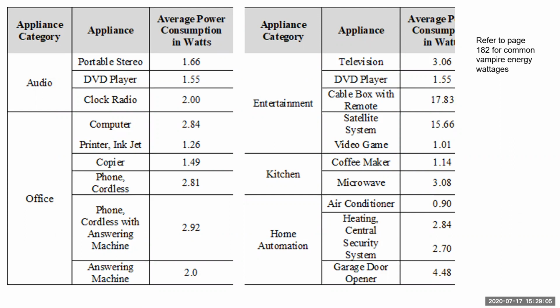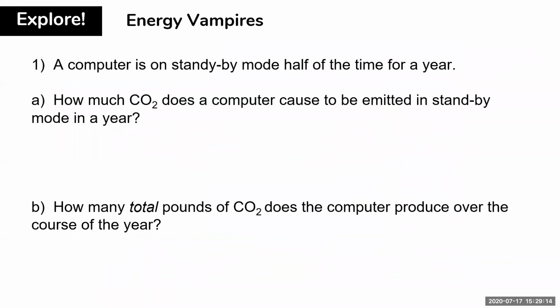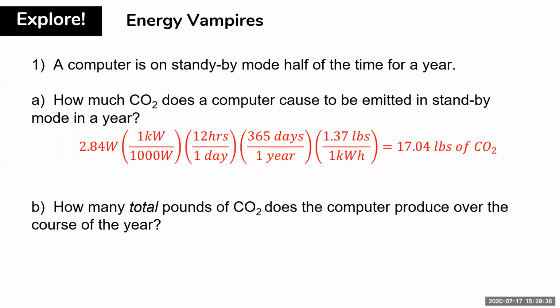The few questions we're going to look at right now are about when the appliance is in standby mode. A computer is on standby mode half of the time for a year. How much CO2 is emitted in the standby mode? We look at the table and it says that when the computer is on standby, it consumes 2.84 watts of electricity. So we divide that by 1,000, multiply by 12 hours, 365, and by the national average. And some amount of CO2 is being emitted.